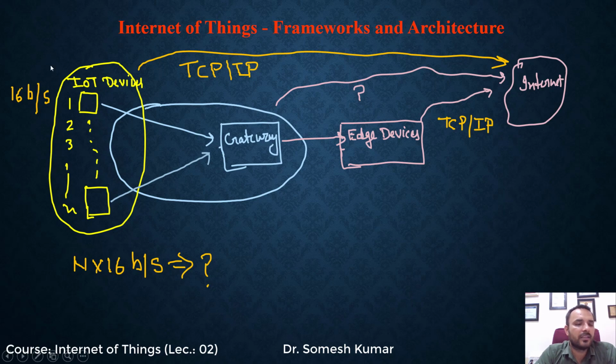Now I will give one example, and we will understand this by taking it. Suppose this IoT device sends data at 16 bytes per second. In 1 second, one IoT device sends 16 bytes. There are n IoT devices, so in 1 second n times 16 bytes of data can be sent to the gateway. What about in 1 minute? What about in 1 hour? What about in 1 day? What about in 1 week? So a huge amount of data is to be sent to the gateway.